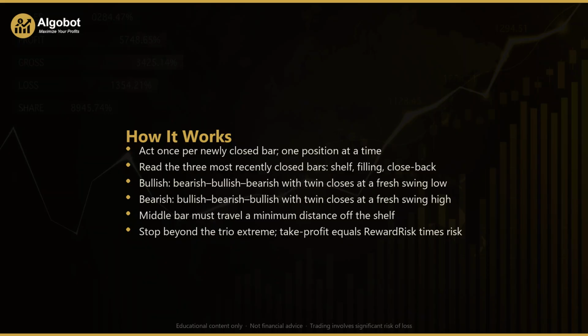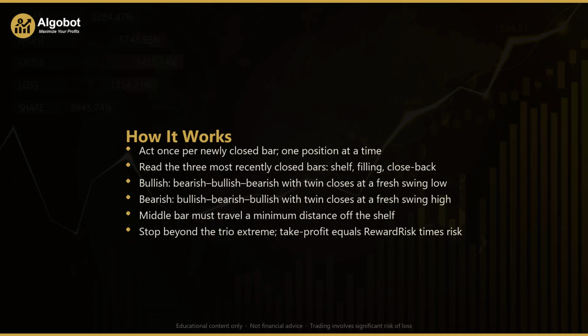Next, the strategy identifies the three most recently closed bars. The oldest of the three defines the shelf, the middle bar is the sandwich filling, and the most recent bar is the one that closes back onto the shelf. It then measures the average bar range over the range period, which defaults to 14 bars. From that average, it derives three scaled thresholds, a close match tolerance, a required middle bar excursion, and a structural stop buffer. The shelf itself is the midpoint between the first bar's close and the last bar's close.